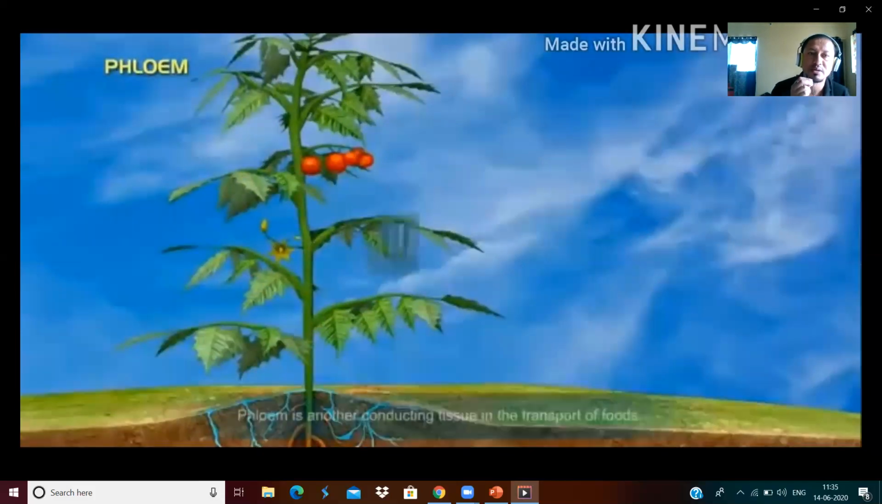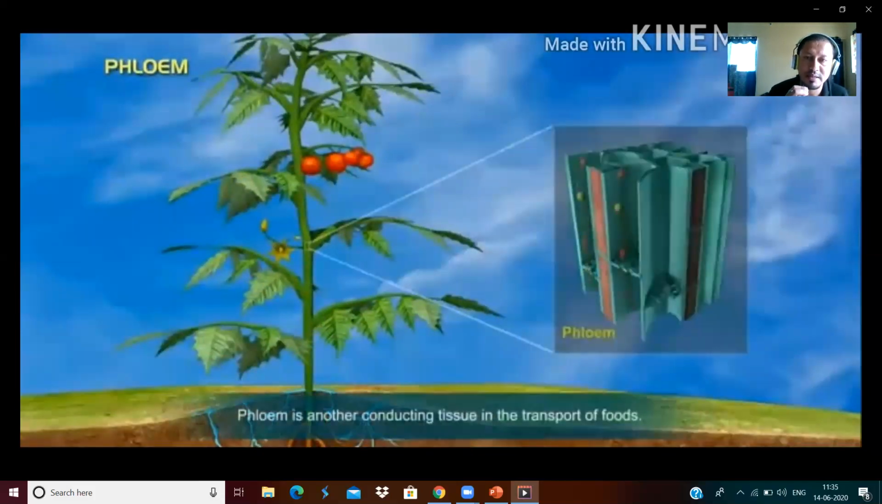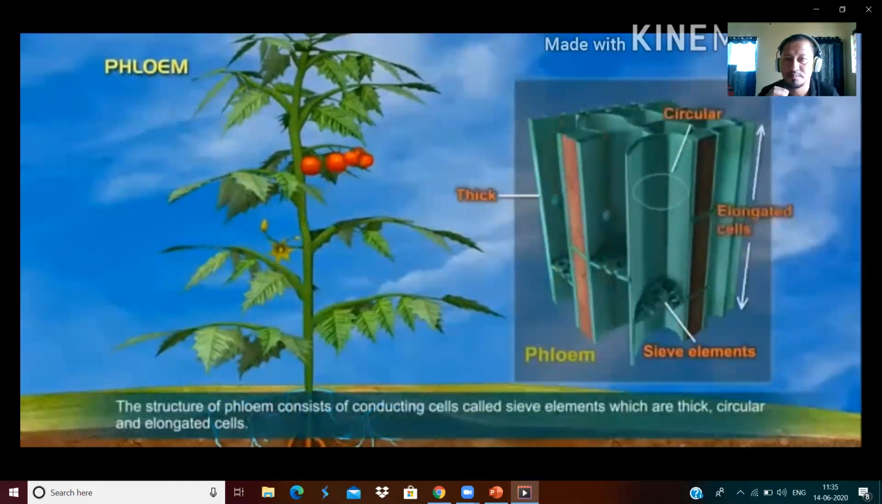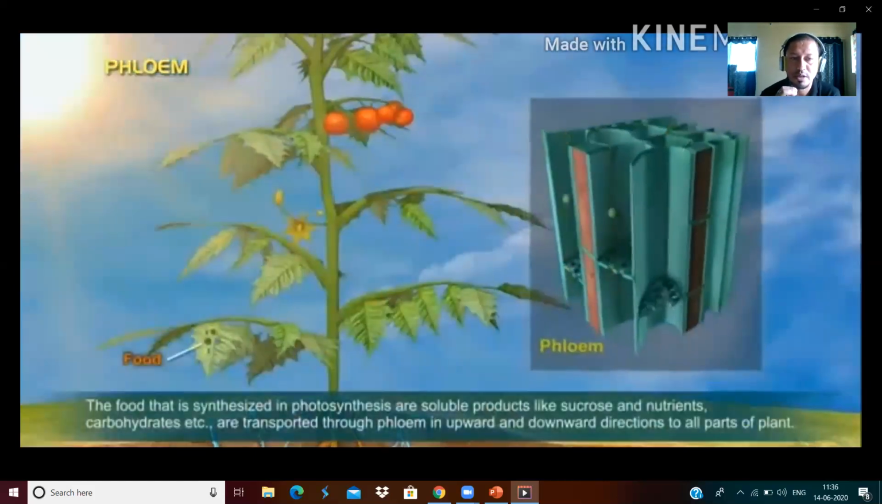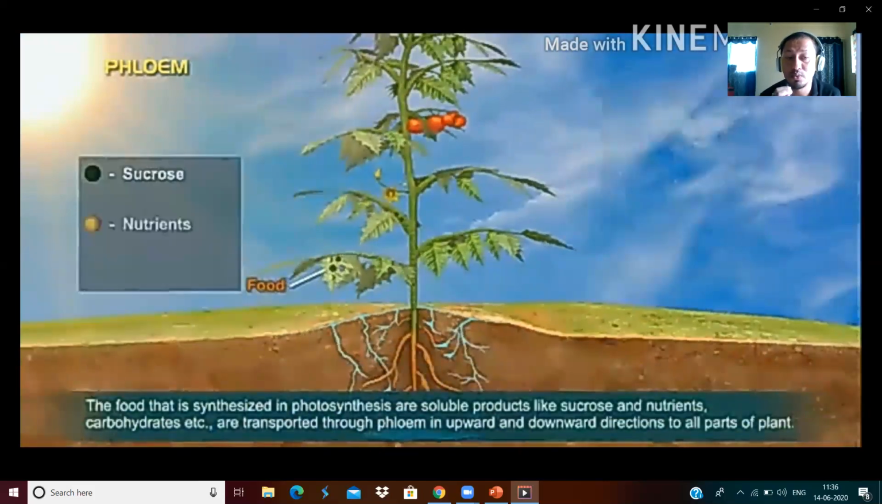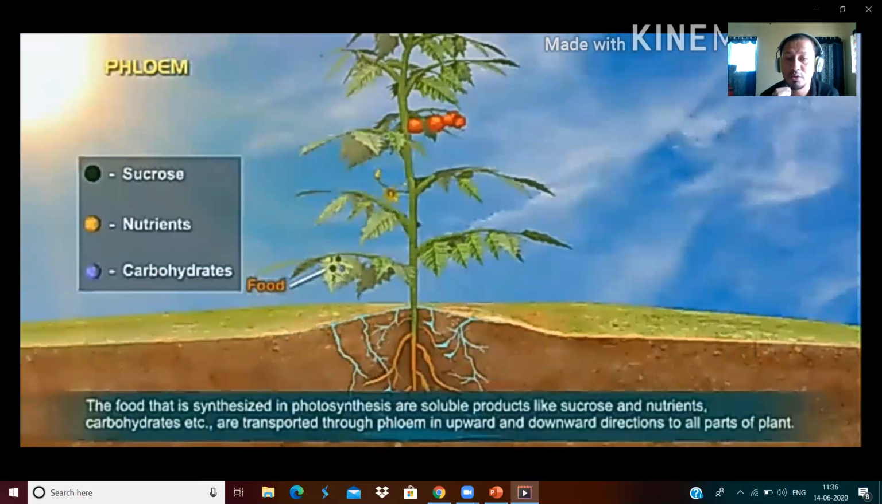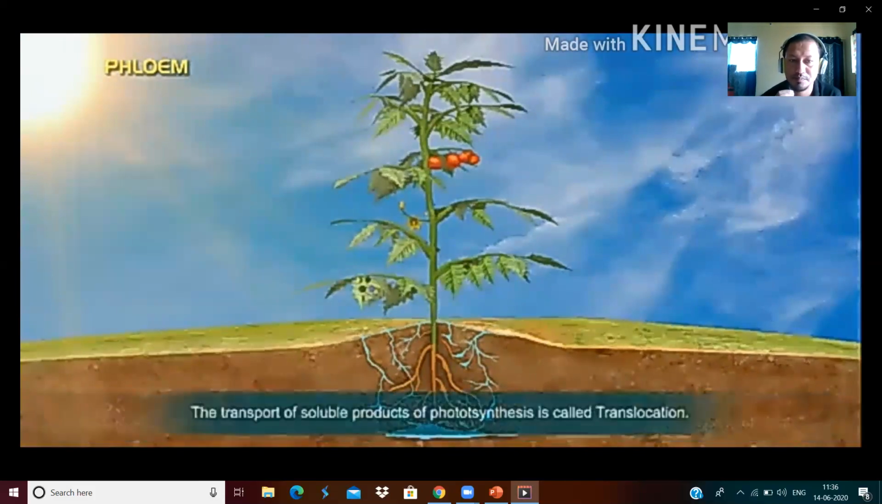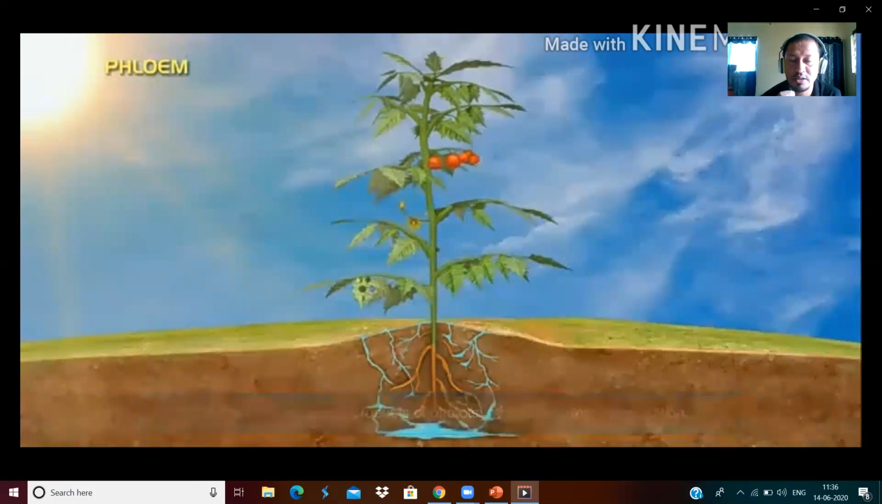Now, let us come to the transportation of food by the help of the tissue phloem, which we call translocation. Phloems are conducting cells which have sieve elements and companion cells. They play an important role. Once the food is synthesized by the process of photosynthesis, the product, sucrose and nutrients, a carbohydrate, is transported through phloem in upward and downward directions. That's why the movement of food is bidirectional in a plant. So this process we call translocation.